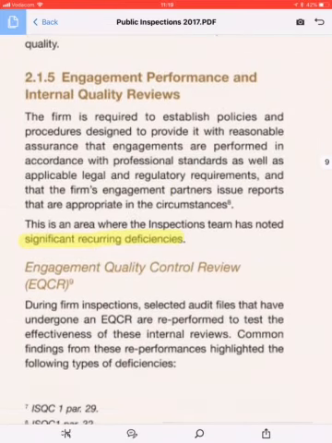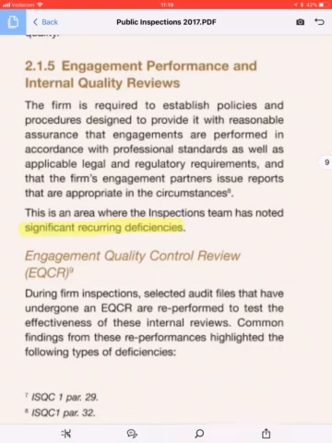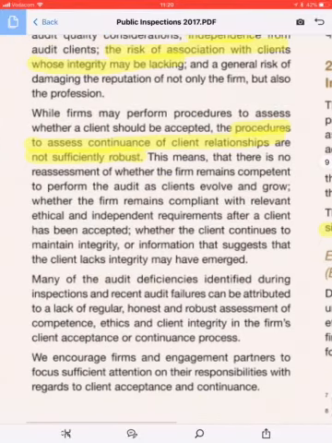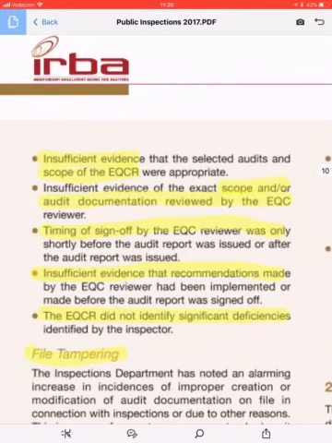Then the next section is a big one. That's section 5. It deals with the actual performance of audit work. And they've found a couple of significant recurring deficiencies. I'm going to run through it relatively quickly. It's all under one heading of engagement performance and internal quality reviews. The engagement quality control review has been found to be sufficient. So that's where the second partner looks at the file, the engagement quality control review.